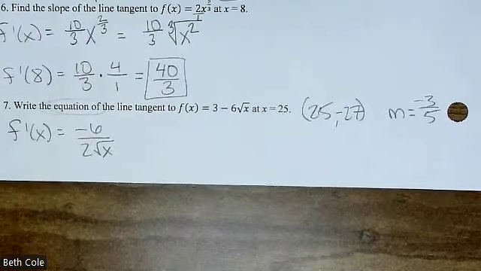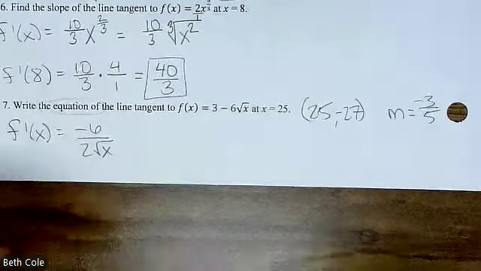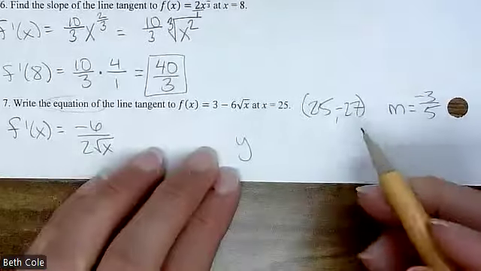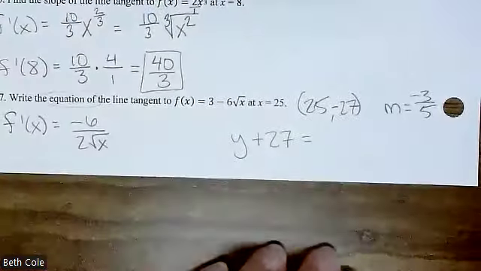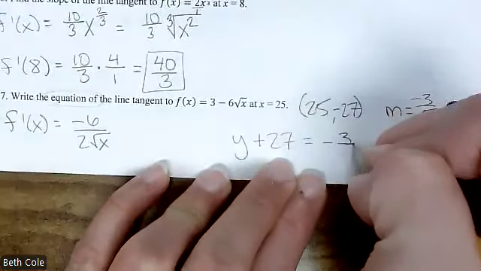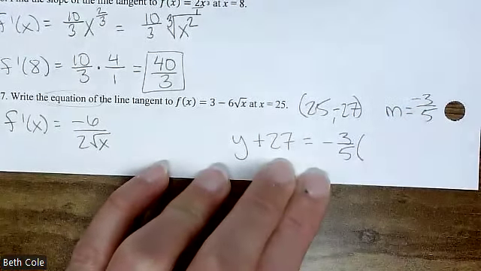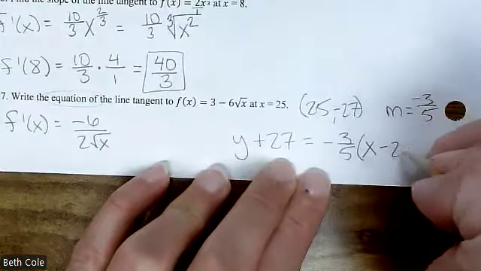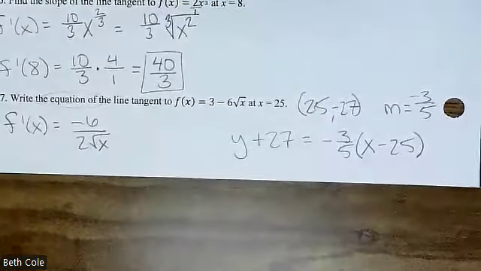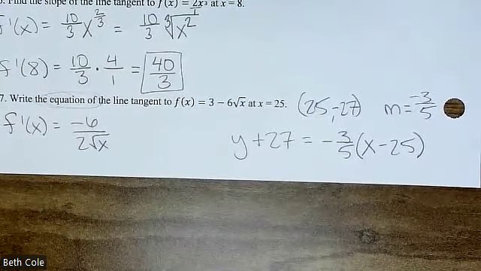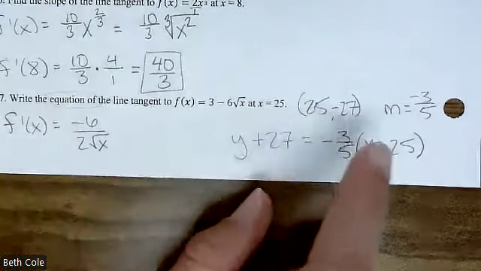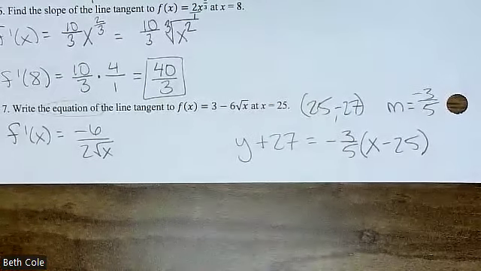And then you just write the equation. You've got all the ingredients, you just put it all together. So it's y plus 27 equals negative 3/5 times x minus 25. What is an example of a number you could plug in to estimate? 25.1 or 24.9 or something really, really close to your point of tangency, 25.